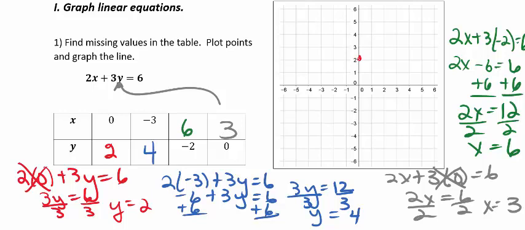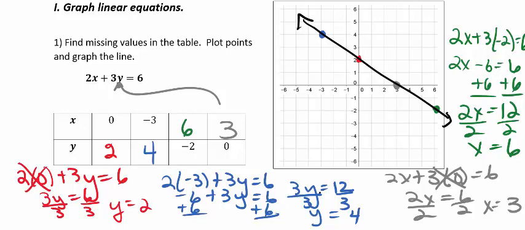0, 2 is on the y-axis. Negative 3, 4 means to the left 3, up 4. 6, negative 2, and then 3, 0. And now go ahead and connect your points and draw your line in. Now that I've drawn the line in, we've graphed it using the points from the table.